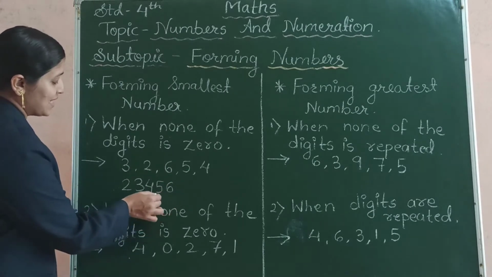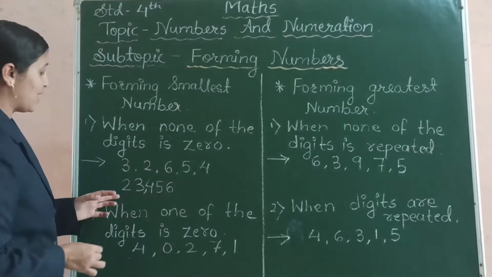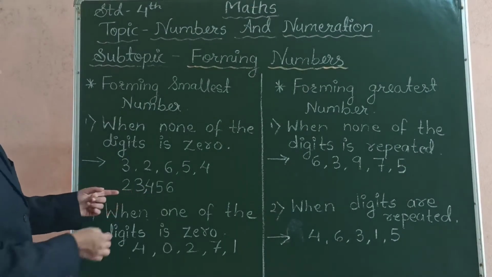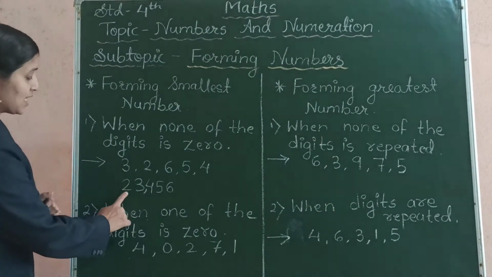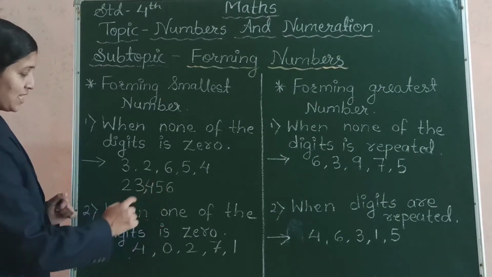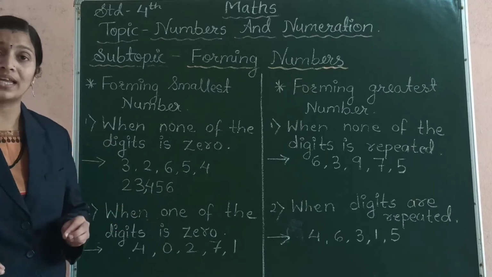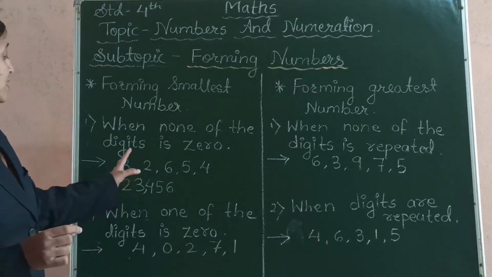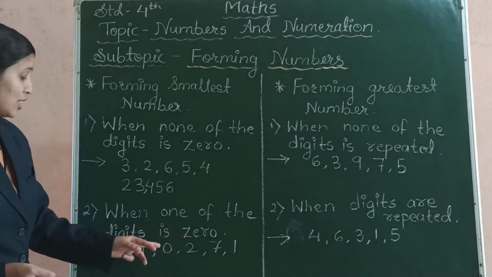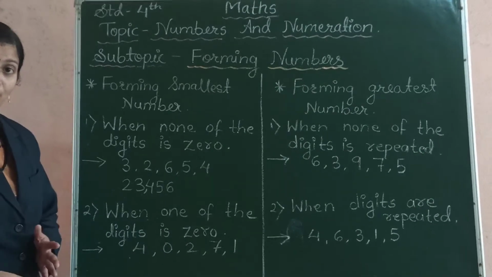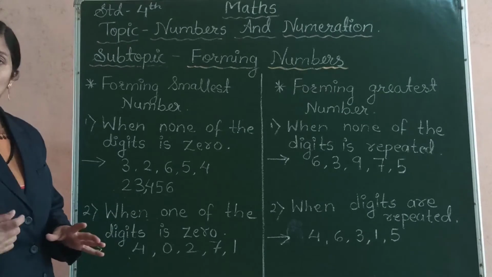So these 3 digits, they come in ones period. So I put a comma here and separate the 2 periods, that is thousands period and ones period. So I can read this number 23,456. So this number is formed in the situation where 0 is not there in the given digits. But suppose if a 0 is included in the digits which are given, then how are we going to form the smallest number? So the second rule is about it.